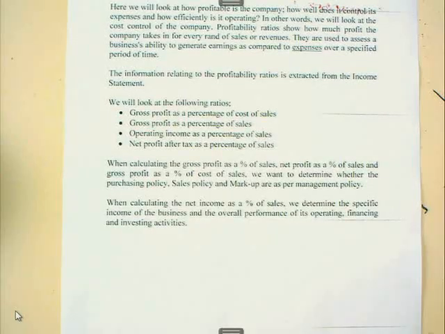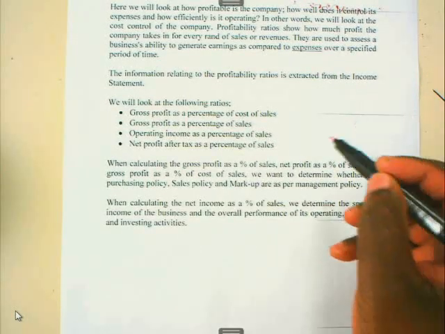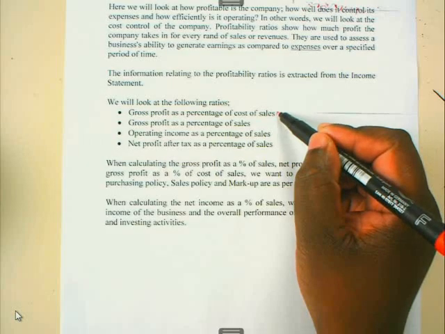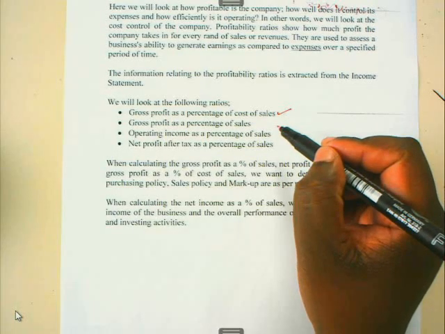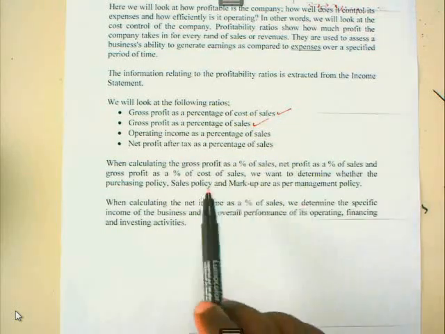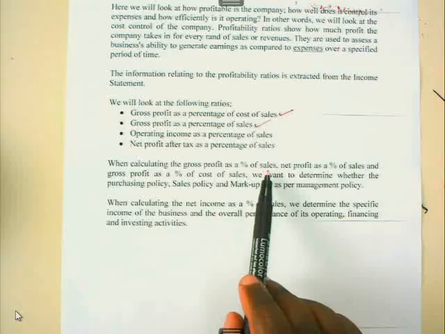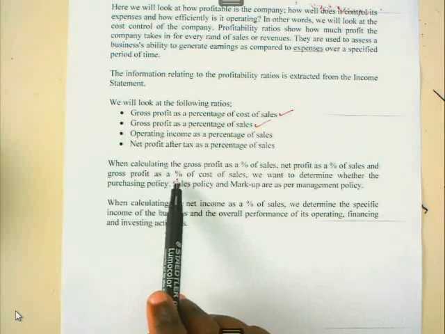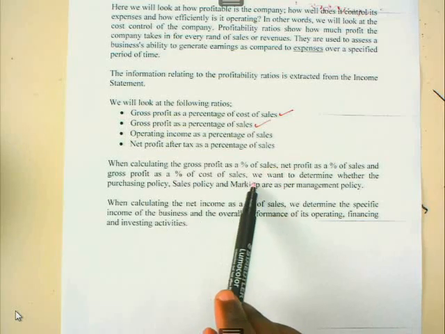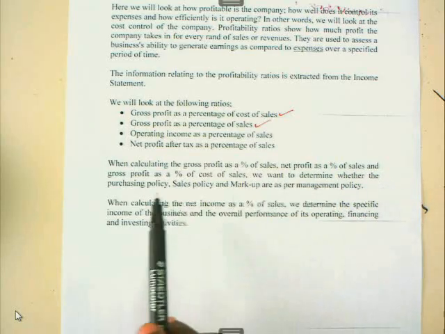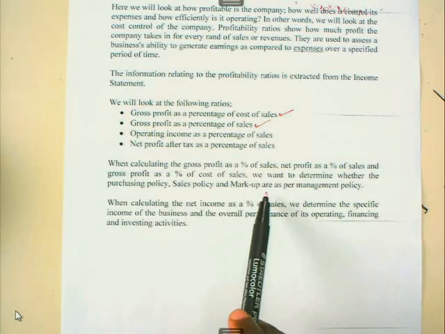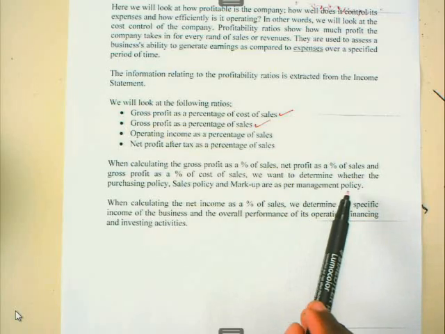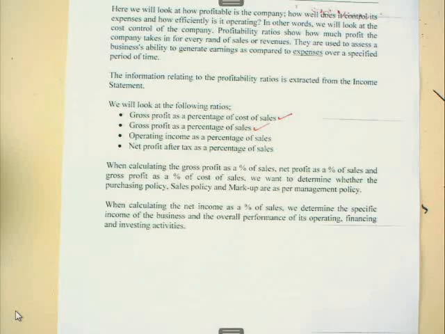We just calculated the gross profit on cost of sales and the gross profit as a percentage of sales. What were we proving? When you calculate the gross profit on sales and the gross profit as a percentage of cost of sales, we want to determine whether the purchasing policy, the sales policy, and the markup are as per management policy. That was just a recap.